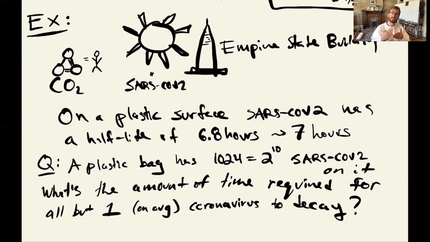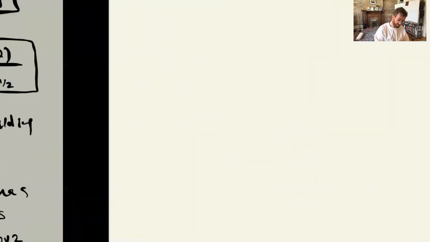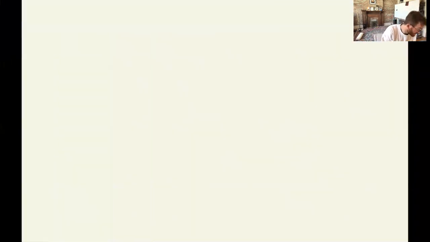So now I want to ask, how much time do I need to let elapse where I can expect all but one coronavirus to have basically just fallen apart? We can do this calculation by using a combination of binomial thinking and exponential thinking. Let's go ahead and see how that works.